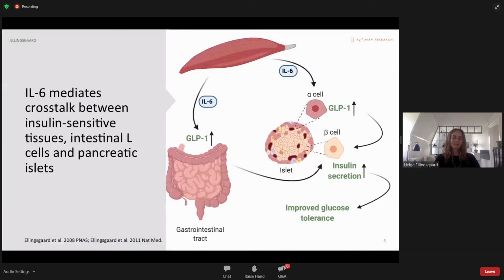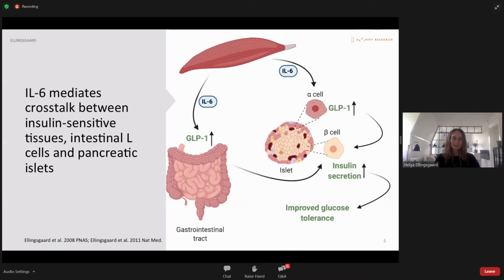So during the years that followed, many studies were performed in both mice and humans, trying to understand the physiological role of this exercise-induced IL-6. But at this time, there was also an interest in understanding the role of IL-6 in low-grade inflammation, as was seen in obesity and in diabetes.